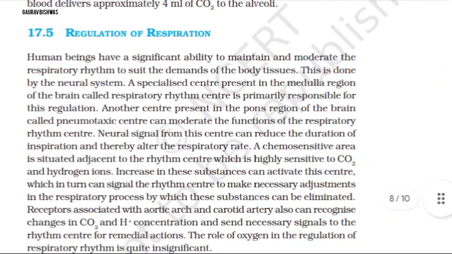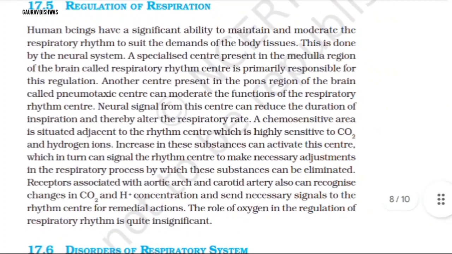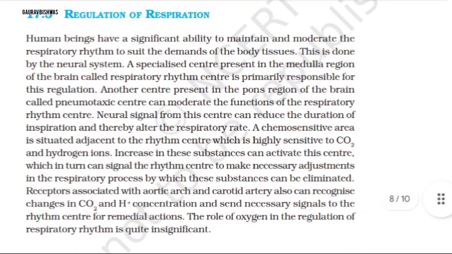Now 17.5, Regulation of respiration. Human beings have a significant ability to maintain and moderate the respiratory rhythm to suit the demands of the body tissue. This is done by the neural system. A specialized center present in the medulla region of the brain, called the respiratory rhythm center, is primarily responsible for the regulation. Another center present in the pons region of the brain, the pneumotaxic center, can moderate the function of the respiratory rhythm center. Neural signals from this center can reduce the duration of inspiration and thereby alter the respiratory rate.